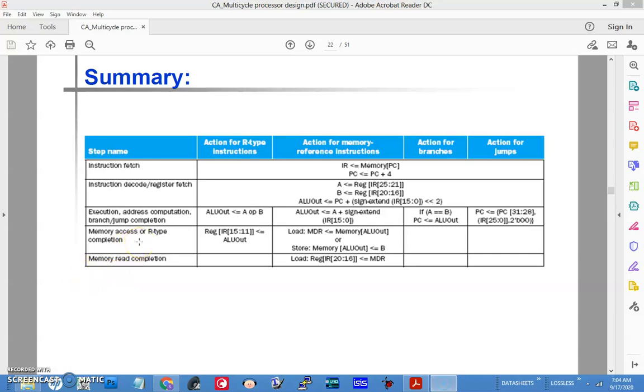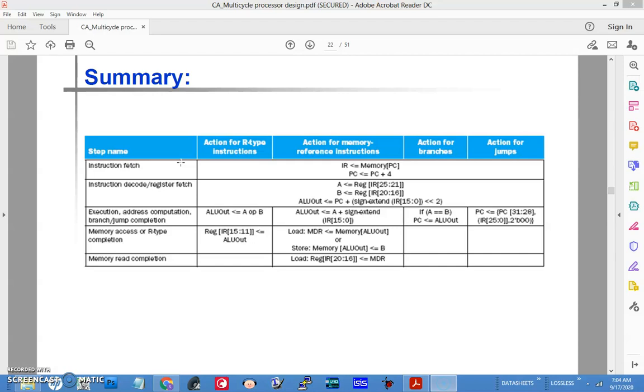So good morning everyone. So let us continue with the syllabus topics. So we stopped at the control part of multi-cycle data path. So before we get into the details of the control part, let me quickly summarize what happens in multi-cycle implementation.